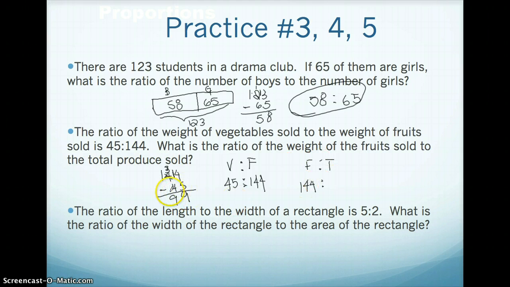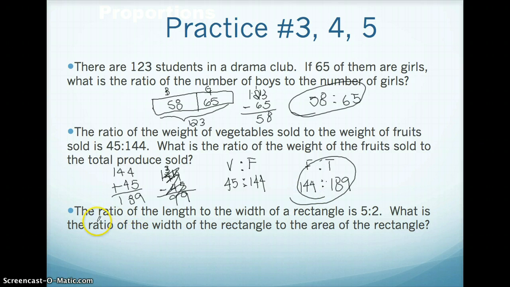And so, oh, what did I do? I subtracted. That is not correct. Okay, let's add. Sorry. So this is 9. No need to borrow. This is 8. This is 189. Okay, so our ratio of fruits to total produce sold is 144 to 189. We can circle it so we know it's correct.